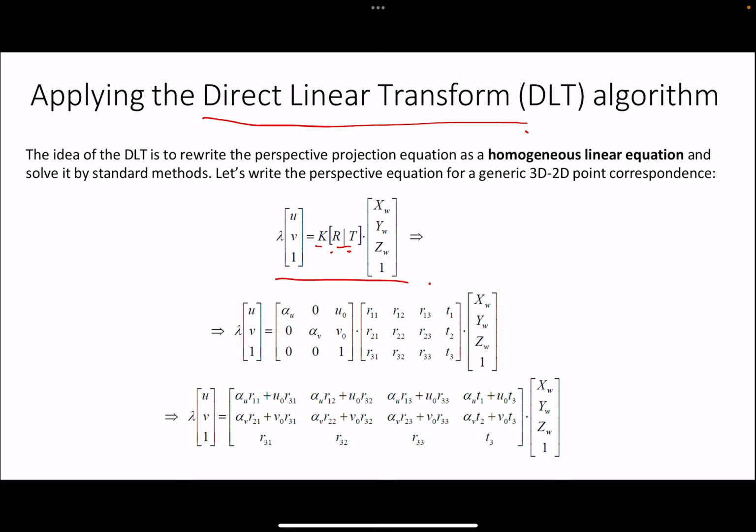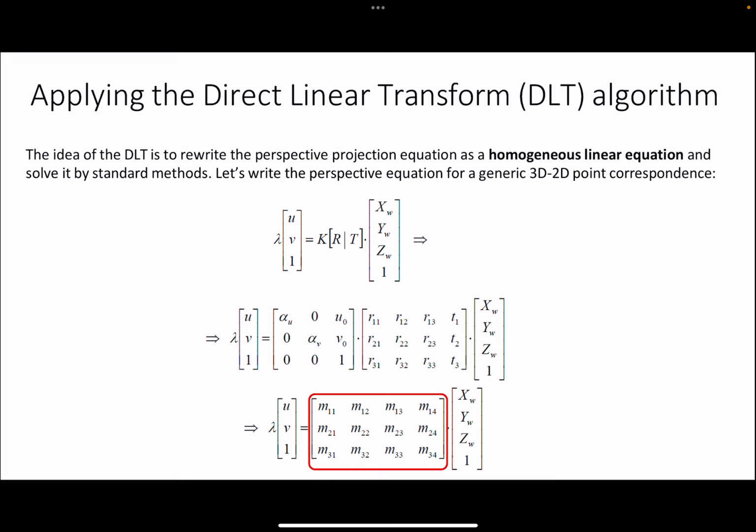RT is extrinsic and K is intrinsic, so that we can transform world to camera and camera to image. And that's simple math. K can be rewritten like this, with focal lengths and principal points. And this is RT, where this is the rotation matrix and this is the translation vector. We can just apply matrix multiplication to get this complicated matrix, and then we denote this complicated matrix with matrix M.